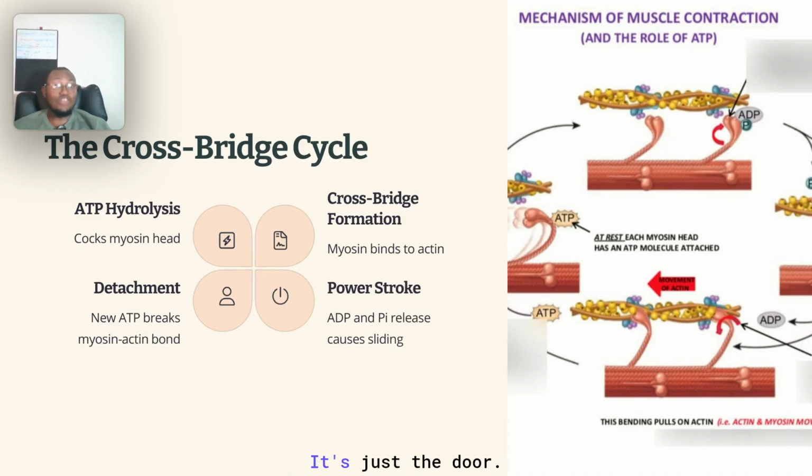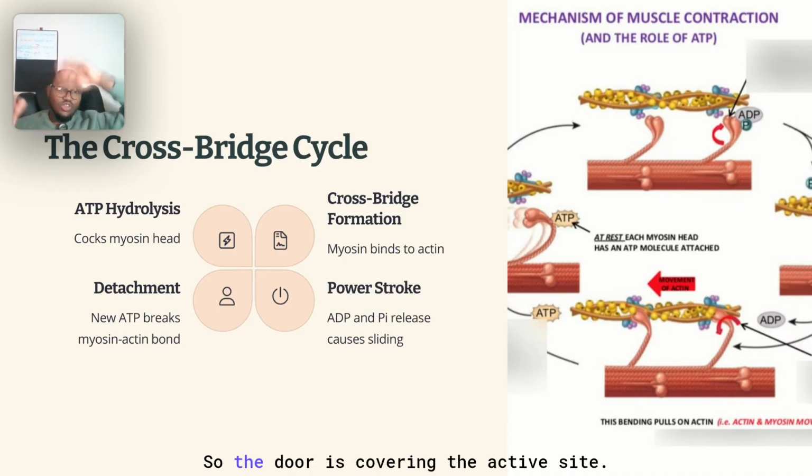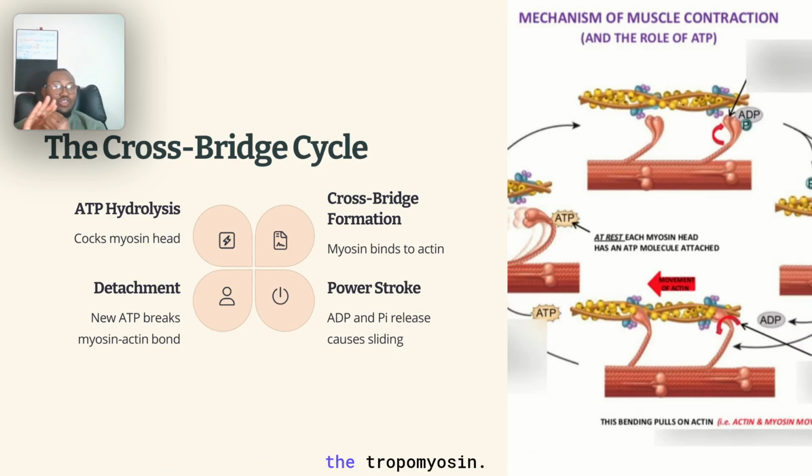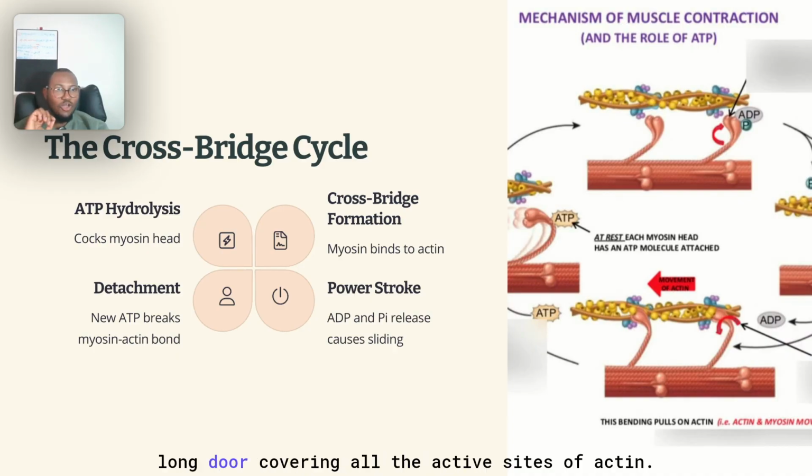I've described it a lot. It's just the door. Tropomyosin is that door. The handle is troponin. So the door is covering the active sites. Immediately the calcium perches on the handle, calcium squeezes the handle, and the handle turns the tropomyosin. So if you notice, this is the tropomyosin. You see that long door covering all the active sites of actin. That's the tropomyosin. Very, very important for you to know.